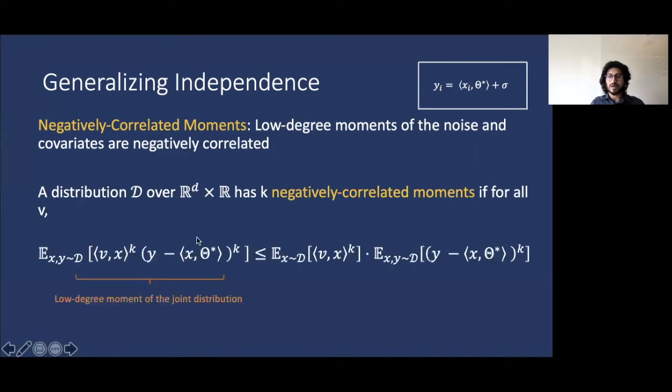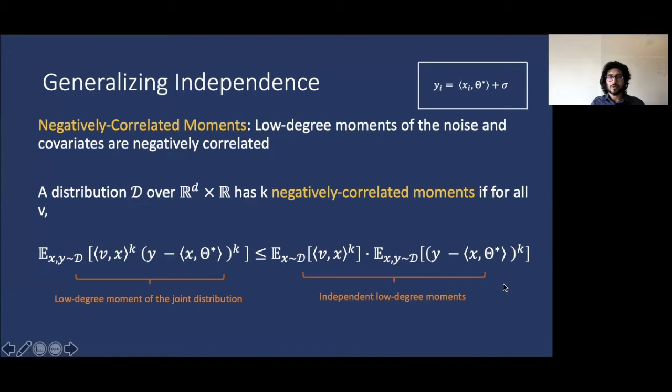Okay, so here on the left-hand side, we have the projection of the covariates x along some direction v, and we raise this quantity to the kth power. And then we multiply this quantity by (y minus x times theta star). Now recall y minus x times theta star is the noise that was added in the regression instance. And we look at the kth power of this. Now taking the expectation over the (x, y) drawn from this distribution, what we get on the left-hand side here is the kth moment of the joint random variable. And the negatively correlated moments condition says that this is upper bounded by the kth moment of the individual parts: the kth moment of the covariates times the kth moment of the noise. And it is easy to see that if the noise were independent of the covariates, then this inequality trivially holds.